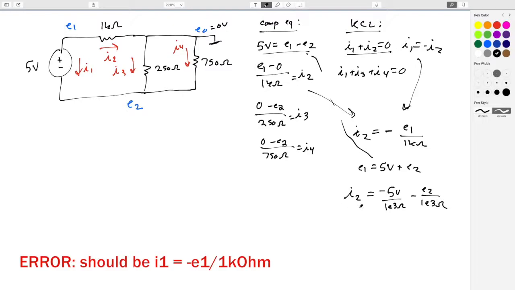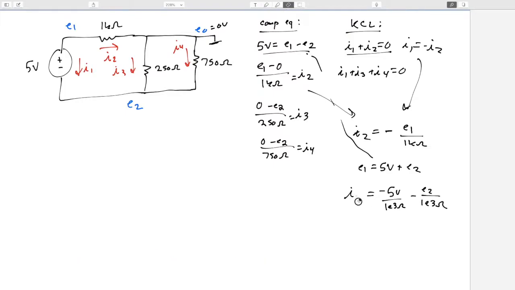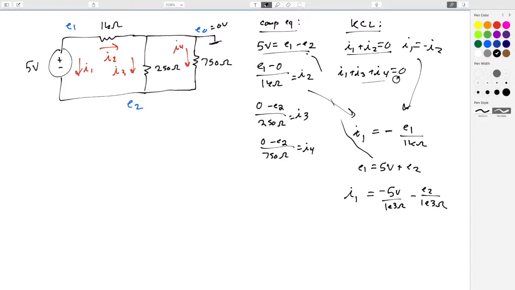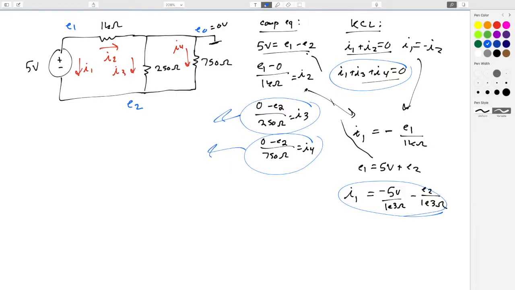Okay, so now we have an expression for, what did we want? Oh, sorry, this was I1. Yeah, that's what we want. Yep. So I1, because that's equal to negative I2. So now we have an expression for I1 in terms of E2. I3 and I4 are also in terms of E2. We have this KCL equation, so we can basically put this thing, this thing, this thing, and this thing together and then solve. So let's go ahead and do that.